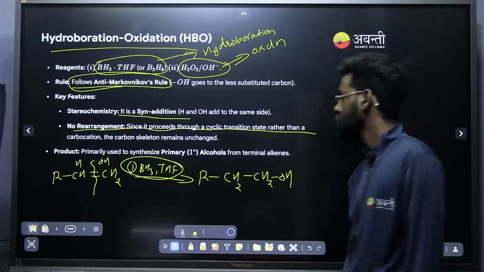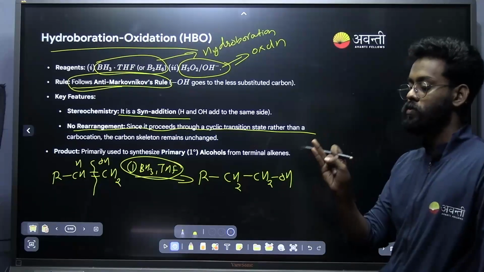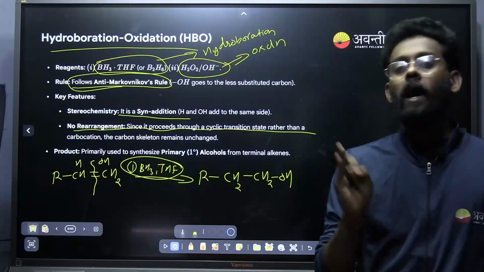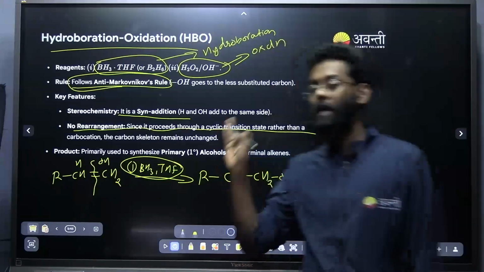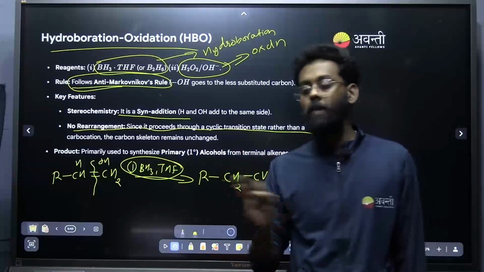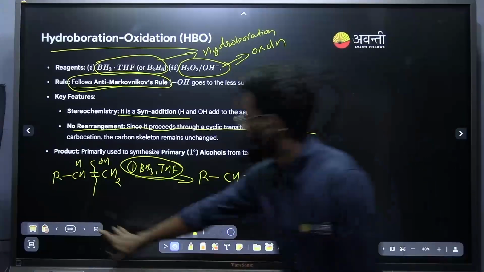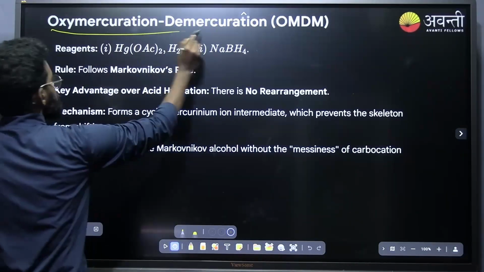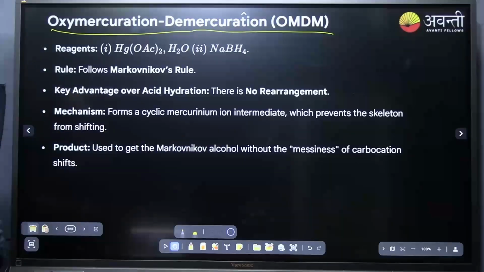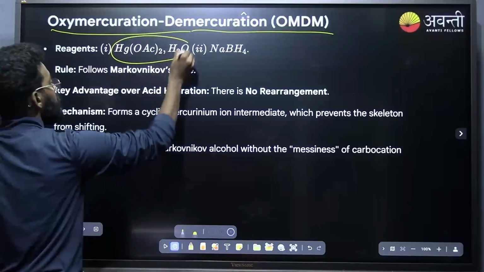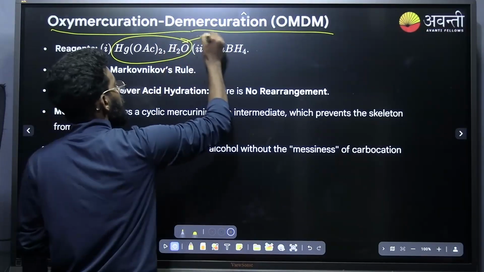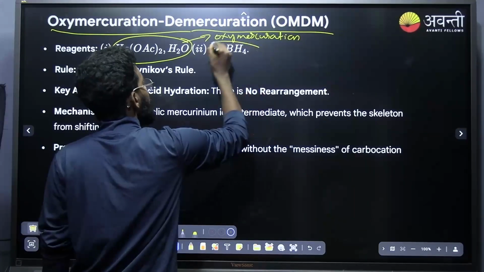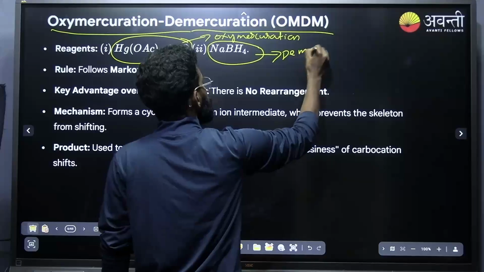Okay, got it? Is it clear? The two methods of preparation we discussed: acid catalyzed reaction, which follows Markovnikov addition, and then hydroboration oxidation, in which we will be following anti-Markovnikov addition. Got it? Next, moving to the next one, that is oxymercuration demercuration. Oxymercuration demercuration, we will be using the reagent Hg(OAc)2. This will be doing the oxymercuration, and NaBH4 will be doing the demercuration.